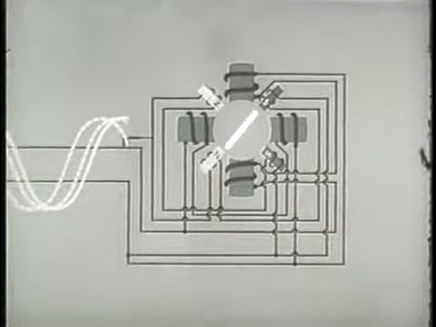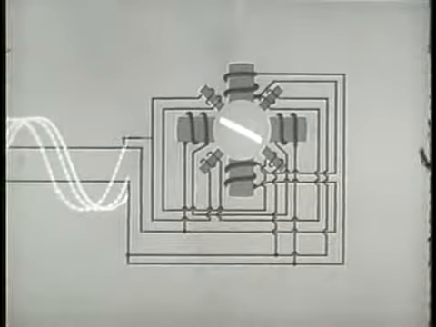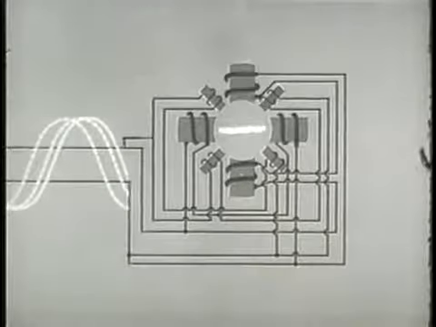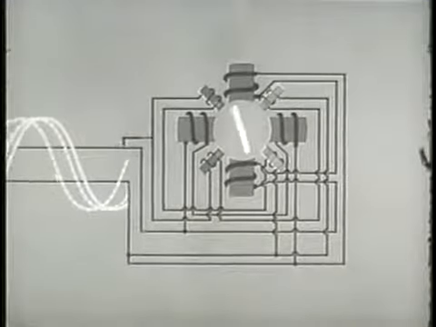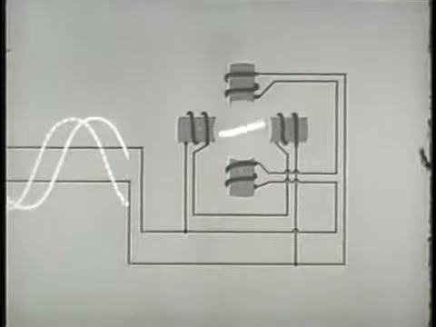The magnetic field now rotates electrically. The basic requirement of relative motion has been satisfied, and the motor has been started. When the rotor has attained approximately 25% of its rated speed, a centrifugal switch opens and disconnects the starter windings.